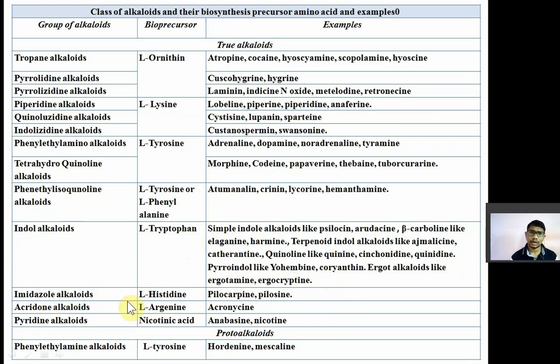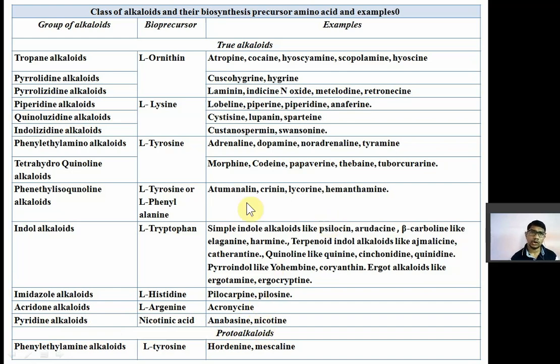Imidazole alkaloids are biosynthesized from L-histidine, for example pilocarpine and psilocin. Acridone alkaloids like acronycine are synthesized from L-arginine. Then pyridine alkaloids like anabasine, nicotine, etc. are biosynthesized from nicotinic acid.